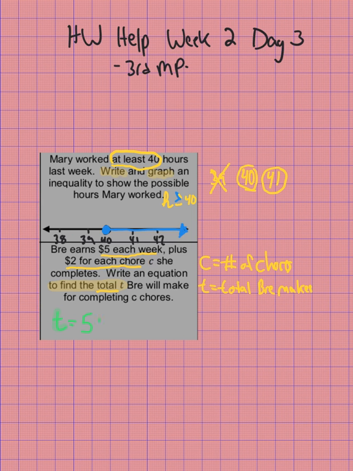So it's 5 plus 2 times C. You could also have T equals 2C plus 5. The order of the 2C and the 5 doesn't matter. So that's your equation.